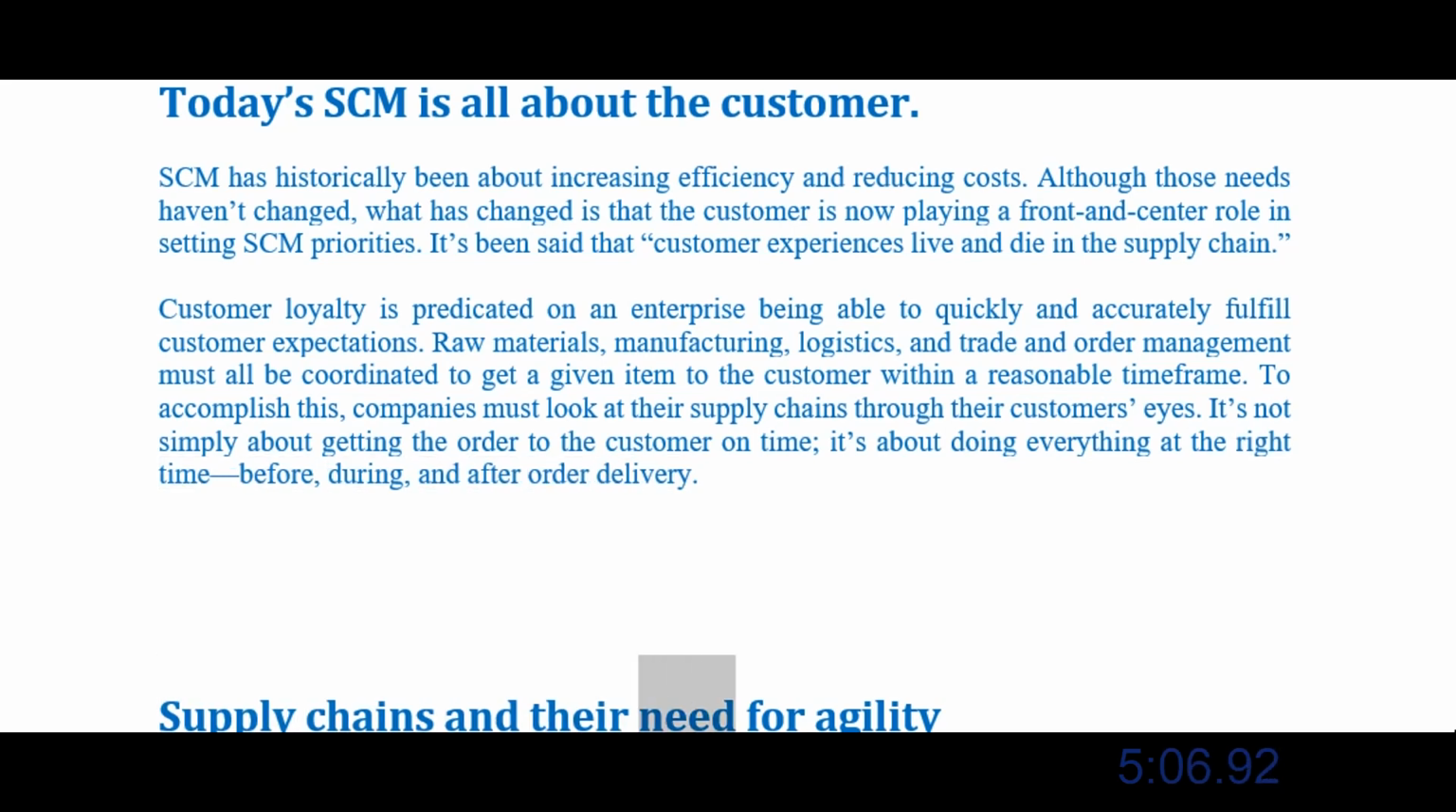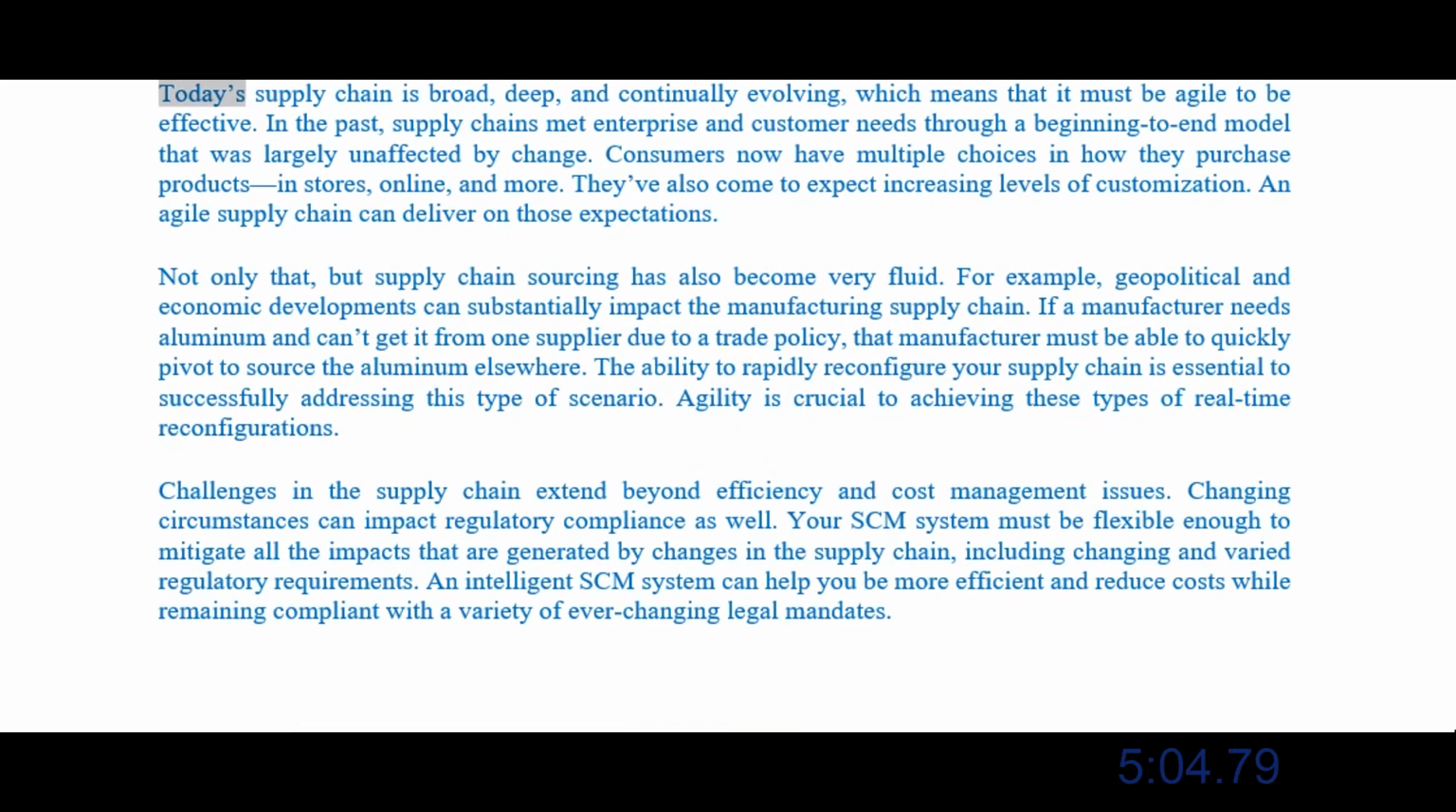Supply chains and their need for agility. Today's supply chain is broad, deep, and continually evolving, which means that it must be agile to be effective. In the past, supply chains met enterprise and customer needs through a beginning-to-end model that was largely unaffected by change. Consumers now have multiple choices in how they purchase products in stores, online, and more. They've also come to expect increasing levels of customization. An agile supply chain can deliver on those expectations.